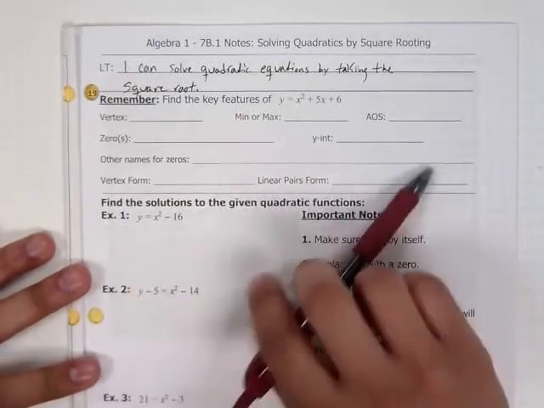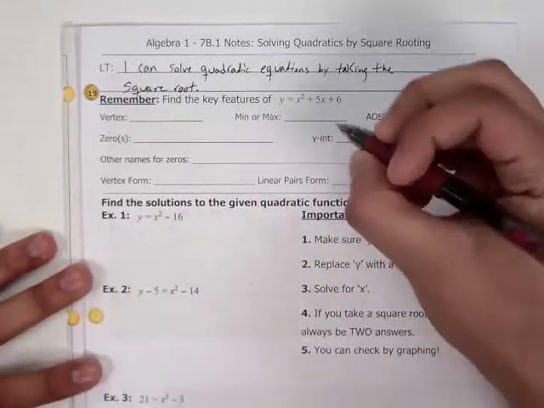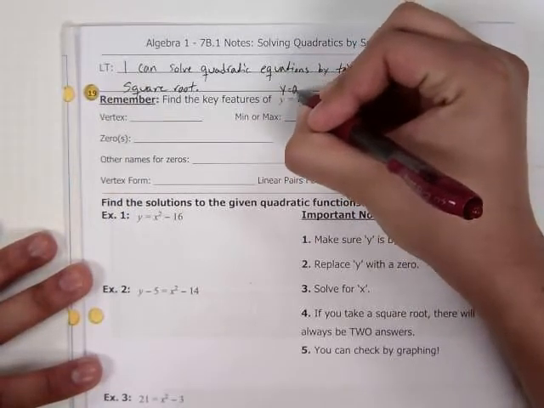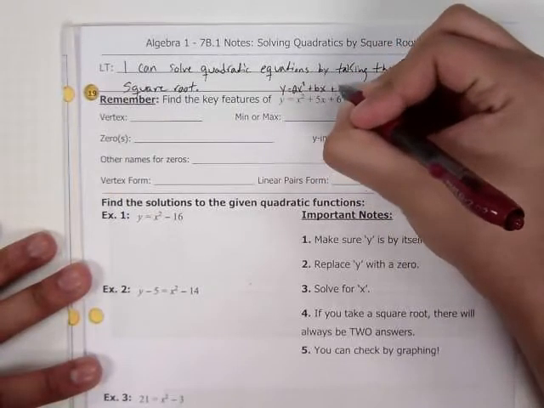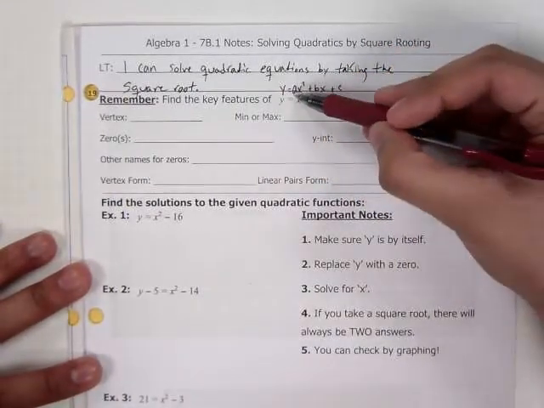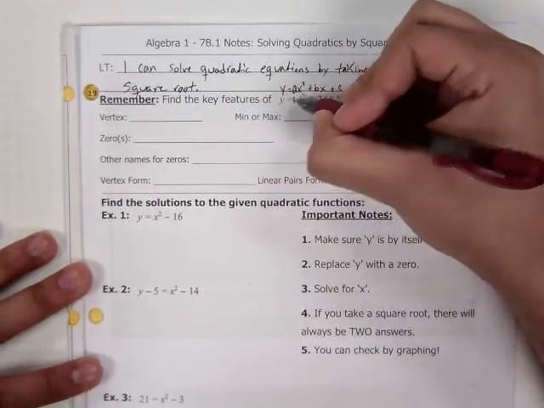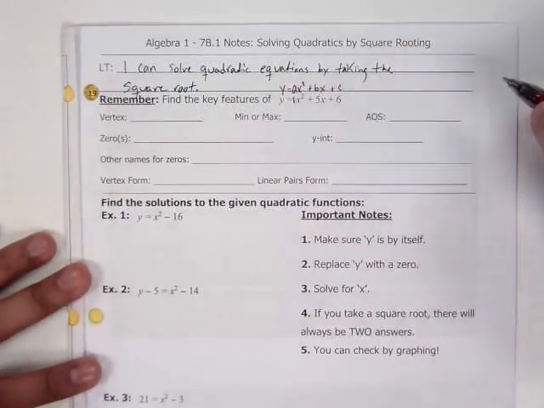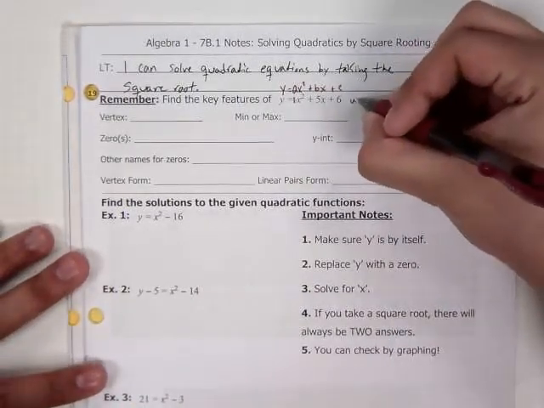So we want to find the key features. Here are our key features. Remember, this equation is the quadratic equation in standard form, which is the same as y equals ax squared plus bx plus c, where a is the number in front, and in this case the number in front of x squared is 1. The number in front of x is b, and c is the number with no variable, so 6. So we want to find these key features using a graph.